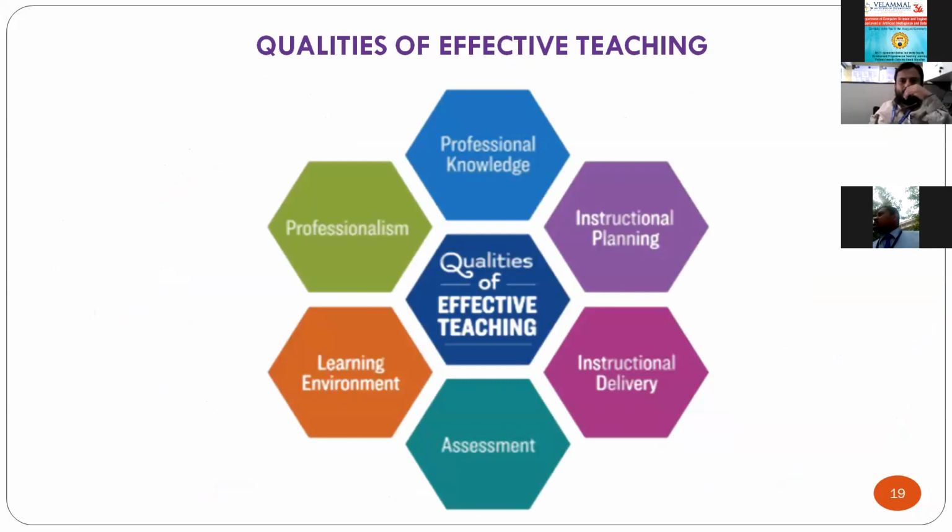So that is called the qualities of effective teaching. There is professional knowledge, instructional planning, instructional delivery, and assessment. The assessment means based on our rubrics method. There are different types of assessment, direct tools and indirect tools, such as internal assessment tests, end semester examination, assignment, or project based. Then the learning environment, that is the climate, and then professionalism. Those are the qualities of good effective teaching.